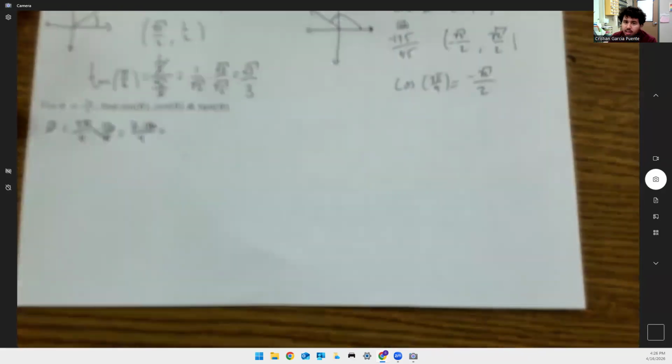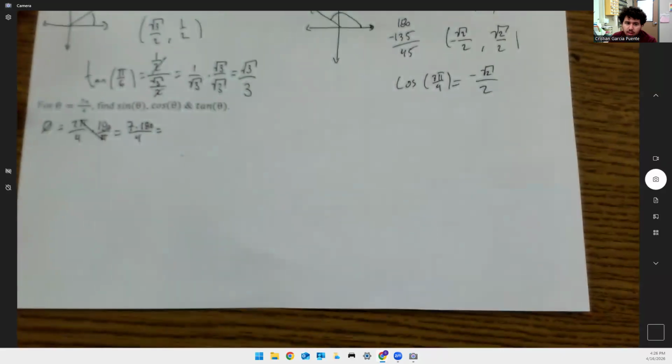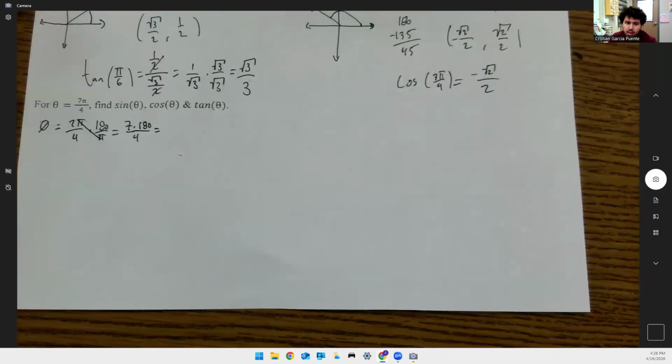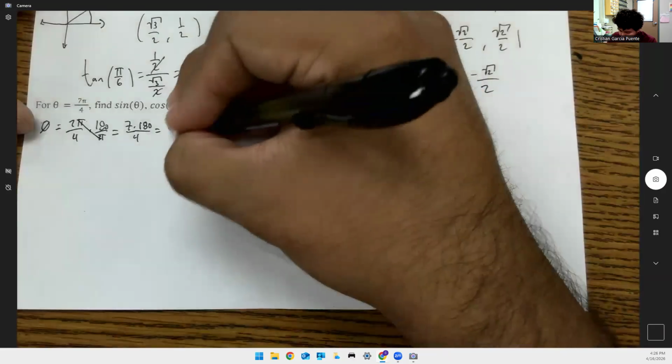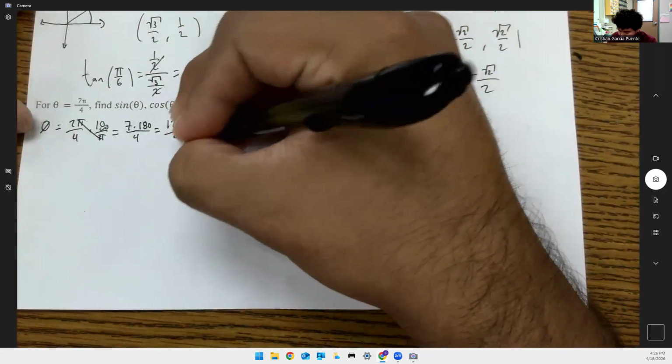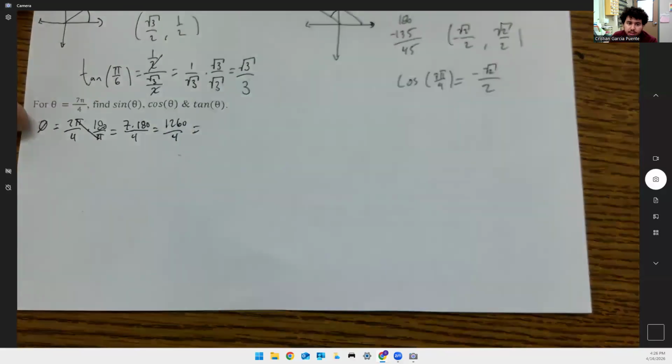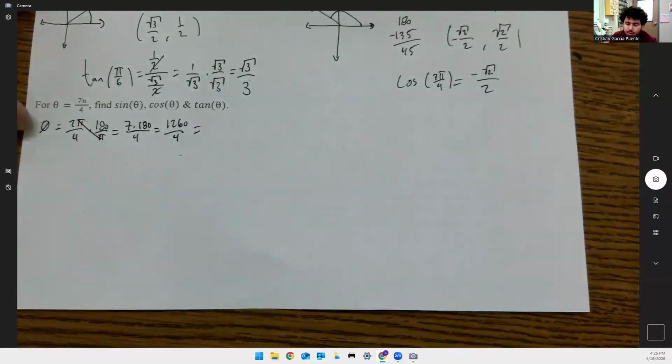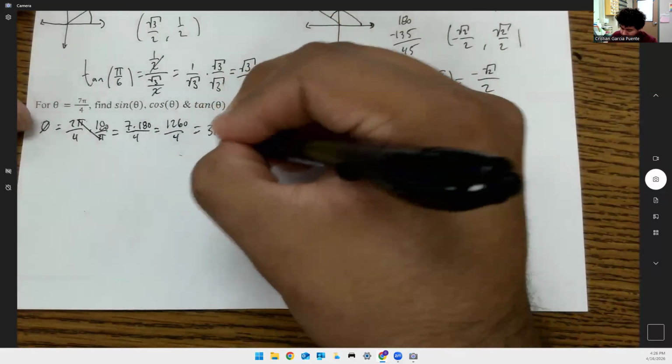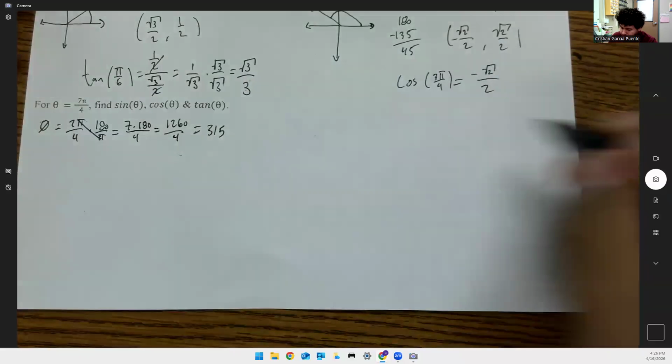7 times 180. I do not know what that is off the top of my head. Let me put it in a calculator real quick. And 7 times 180 is 1260. Divided by 4 is 315. So this is the angle that we're going to be drawing. I'm going to draw it over here.